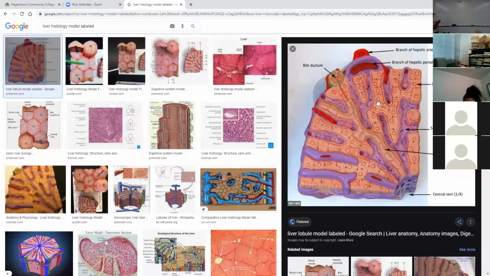So these are hepatocytes that are along here. And this is a bile canaliculi right there. It goes to the bile ductule. And that goes to a central vein. And the central veins coalesce into the hepatic vein, and the hepatic vein drains into the inferior vena cava.